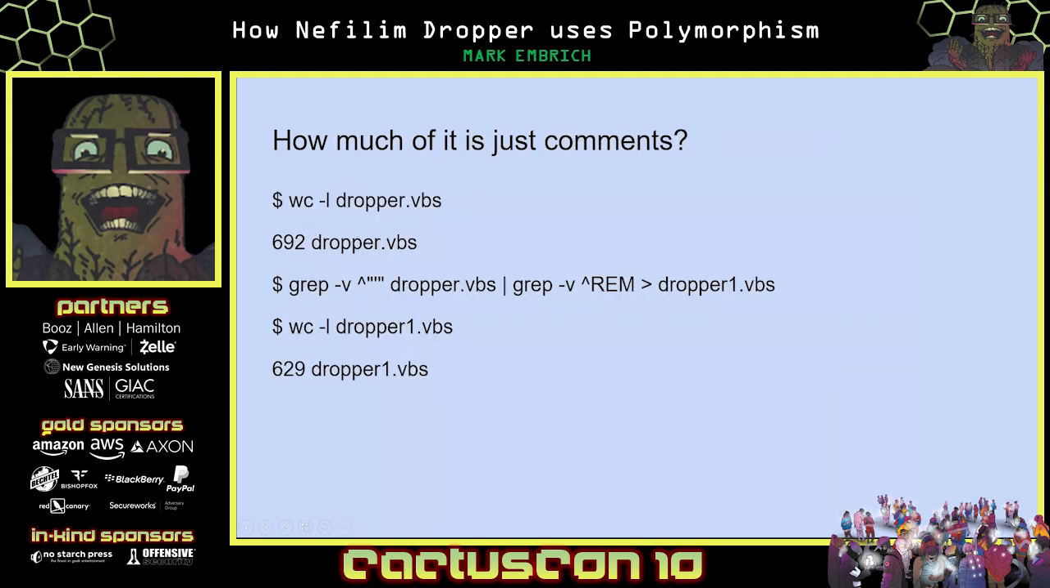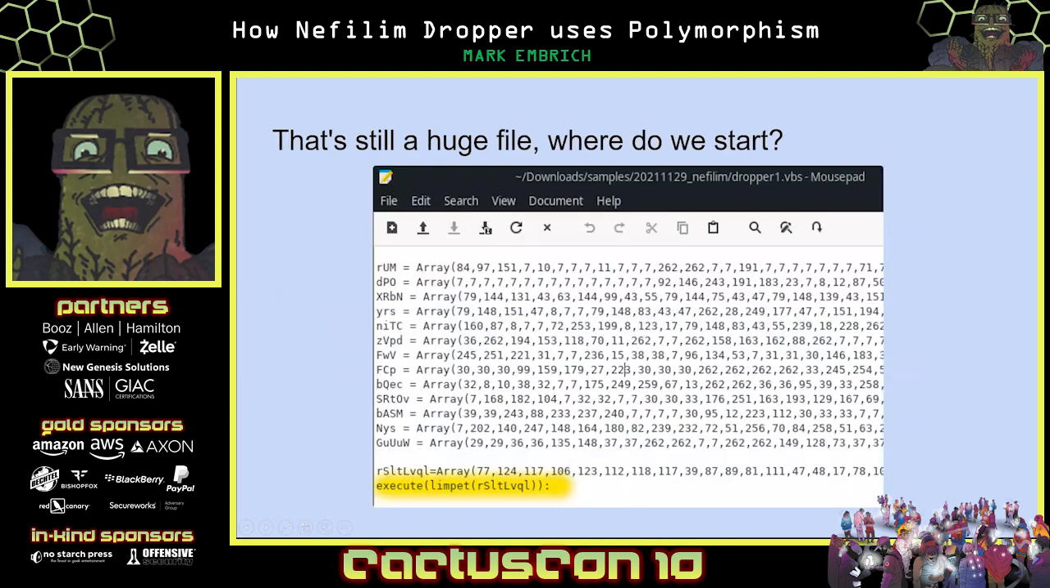So first thing we want to do is get rid of the comment lines. grep is a great tool to use here. We can see that we only got rid of 63 lines of code, but it was a lot of garbage. We still have 600 lines of code. Many of those lines are very, very long. So where do we start?